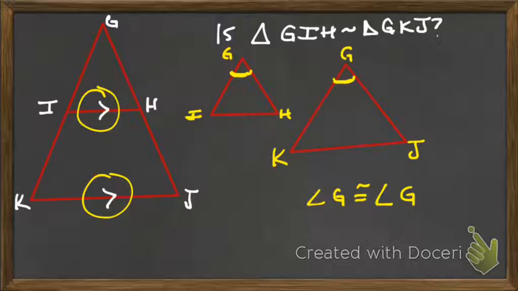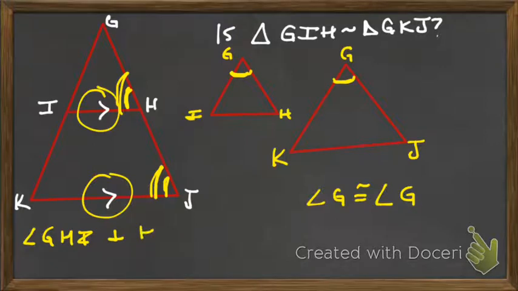How about this? How about angle GHI is congruent to angle J? Why would those two angles be congruent? Yeah, angle GHI and angle GJK, let's use that one because that's a little easier to understand for our other triangle. They're congruent because they are corresponding angles.